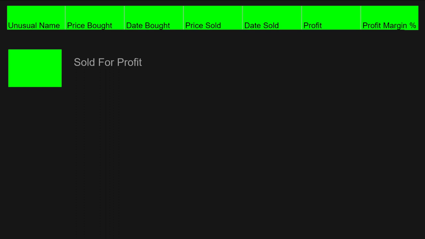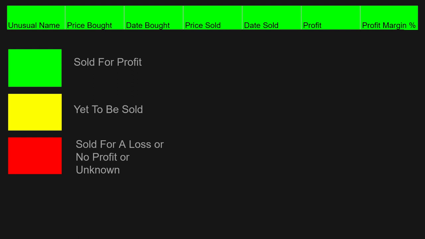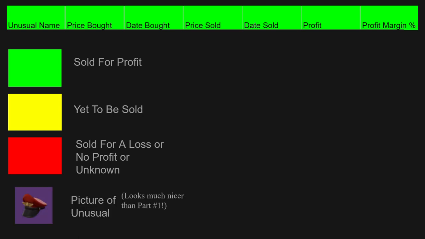If the table is highlighted in green, that means I've successfully sold it for profit. If the table is highlighted in yellow, that means I am still trying to sell the item as of this upload. If the table is highlighted in red, that means I either sold the item for a loss, sold it for the same amount I bought it for, or I simply don't know what happened to it. I'll also have a picture on the left of the table for each item.